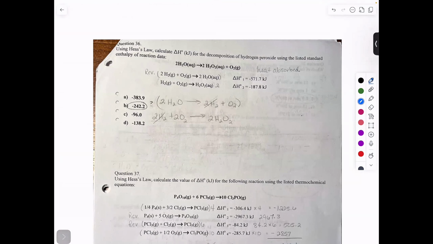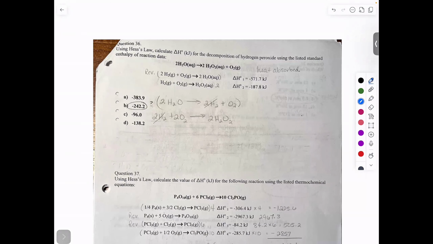Question 36 and 37 on this particular exam. This was in Chemistry 1, and Hess's law is typically what we see in thermochemistry, thermodynamics. We're working with heats of a reaction. So how much energy does a reaction need to take in, or how much does it release when the reaction is completed? So this is generally what we're talking about here.